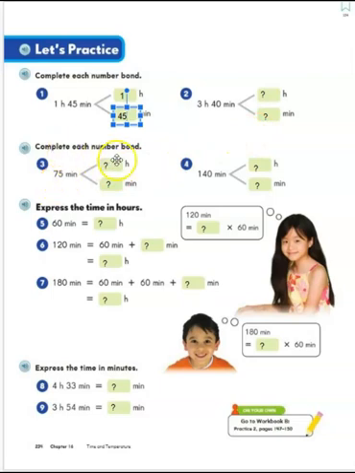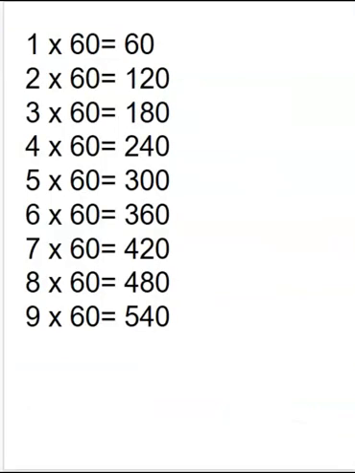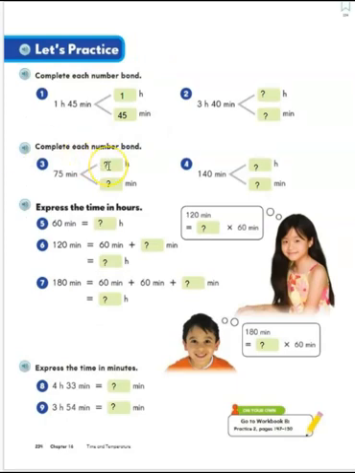Okay, these ones down here, it says complete each number bond. So what I'm going to do for these ones is I'm going to look at my little chart. This will be with your practice page, so you can use this to help you. So I'm going to look, I'm going to 75, so here is 60. I know if I go to 2 hours, that's 120, so that's too much. So I know it's only going to be 1 hour, so let's go back. So I know it's 1 hour, and I know that 1 hour is made up of 60 minutes. So I'm just figuring out how many extra minutes are there from 75 to 60. So 75 minus 60 is 15. So then it would be 1 hour and 15 minutes.